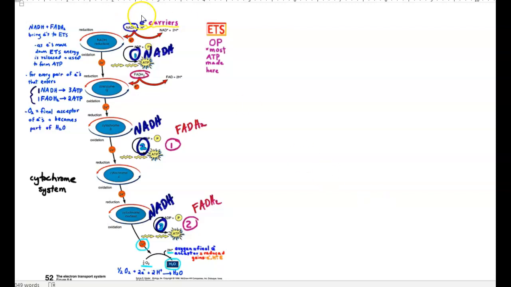FADH2 skips this first step. Since it's skipping that first step, it's not going to be able to make this first ATP. So it's going to bring it over to the second molecule, not the first molecule. It makes an ATP here, and it makes an ATP here. So it only makes 2 ATPs.